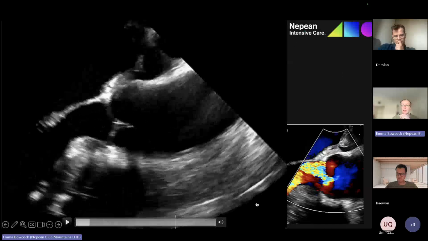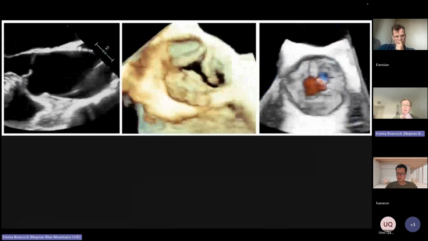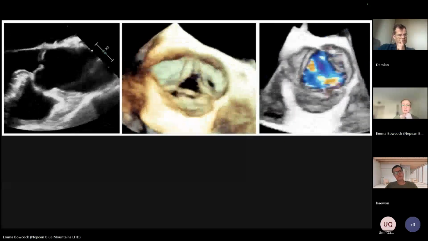All right. I think one more. Mechanism, what this one might be.